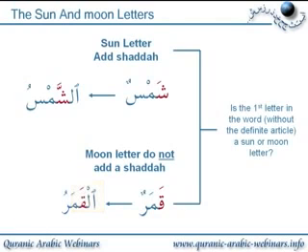Okay, so we're going to look at a few examples to build on this. And remember, if you just remember these two words, shams and qamar, then effectively you've got the two words you need to remember for this particular rule. And that's why they're called the sun and moon letters, because it's a simple example to remember.